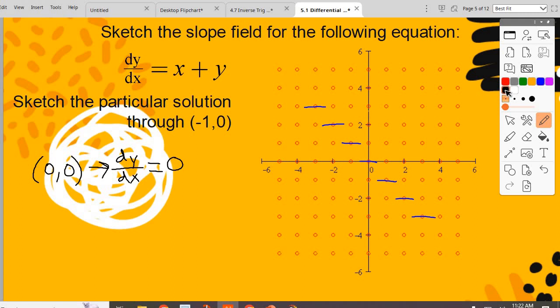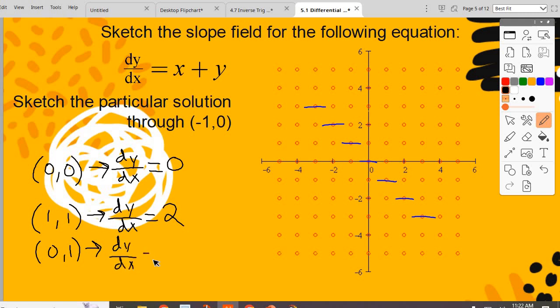So then again, picking another point, let's say 1, 1. Notice here that we would get a slope of 2. We could plug in 0, 1, and we would get 1, and specifically because they give us -1, 0, that would also be a good one to plug in. That slope is going to be -1.